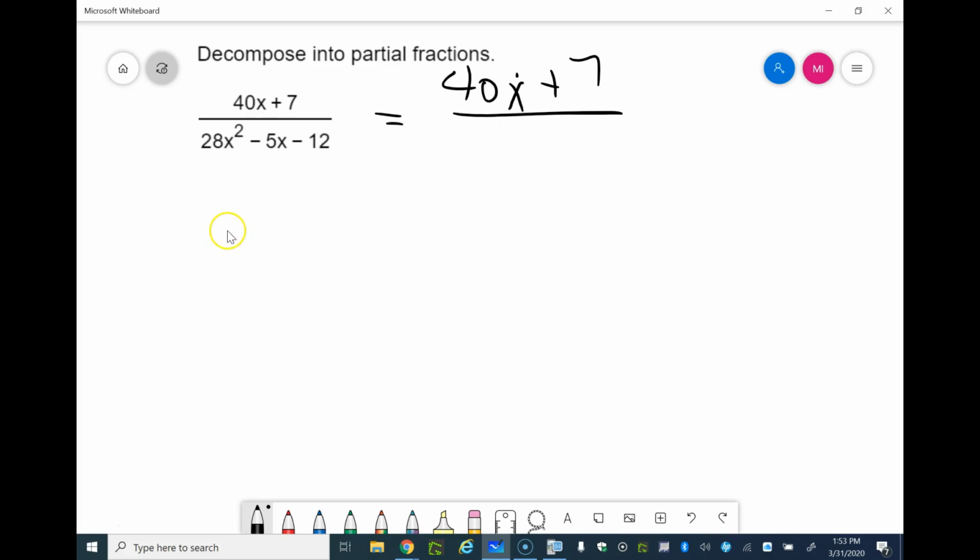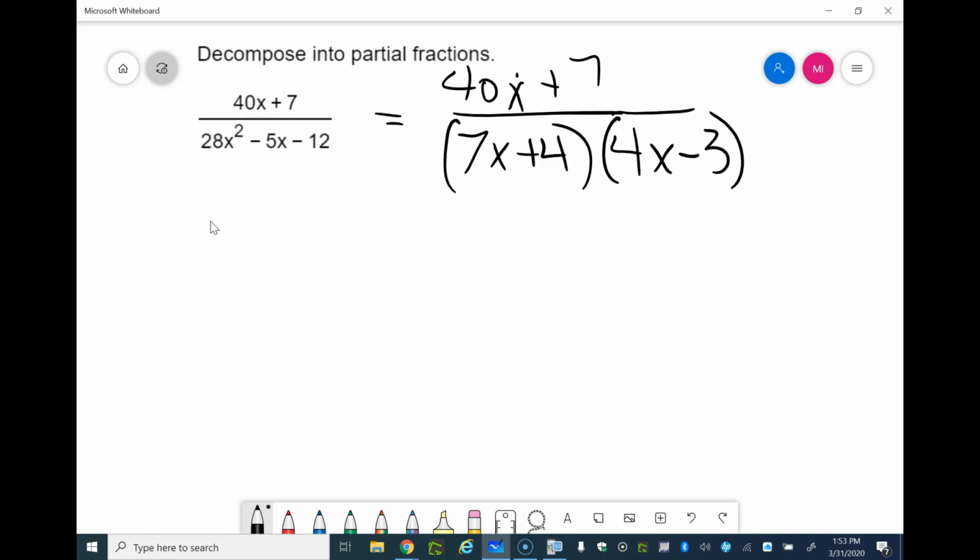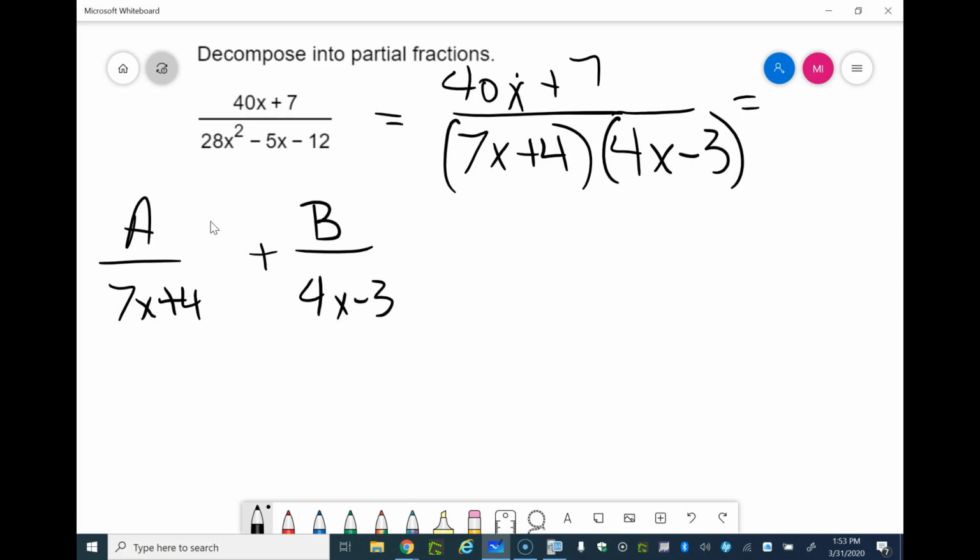So if we do our factoring technique, either by calculator or by hand, whatever you prefer, this is going to factor to be 7x plus 4, and it's going to be 4x minus 3. So this is where we come over and put the A and B now. So we have A is going to be over 7x plus 4 plus the B, which is going to be 4x minus 3.